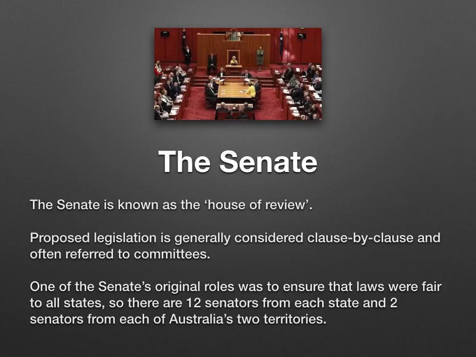The Senate is known as a House of Review, and proposed laws are considered clause by clause and often referred off to subcommittees. One of the Senate's original roles was to ensure that laws were fair to all states, small states and big states. So there are 12 senators from each state and 2 senators from each of Australia's 2 territories. So that means if you're a small state like Tasmania, you have the same number of senators as a large state like New South Wales, where there are a lot of people.